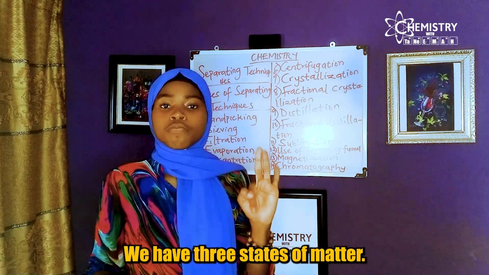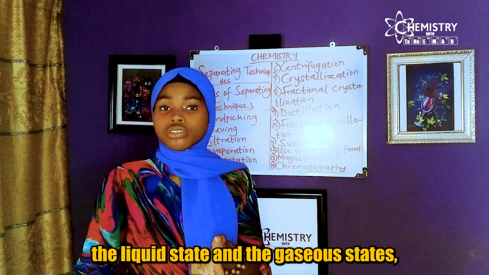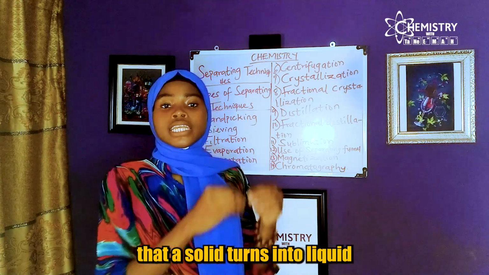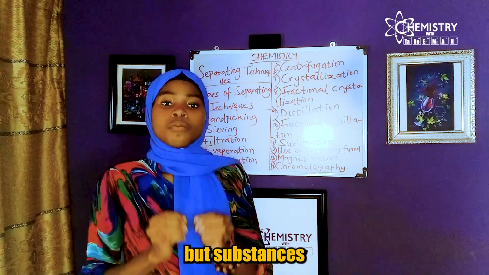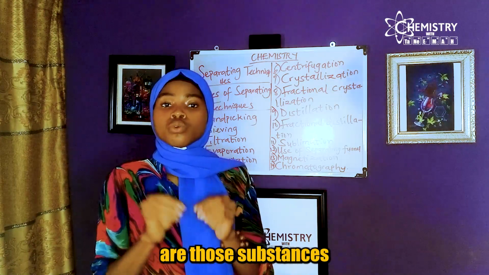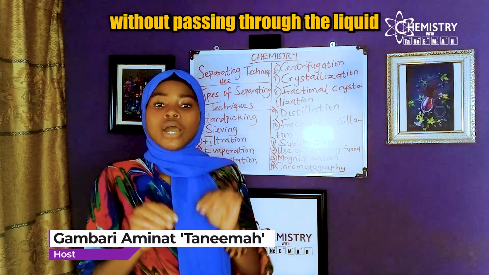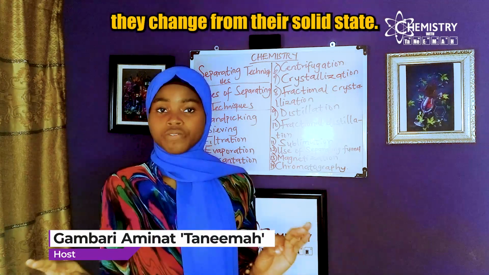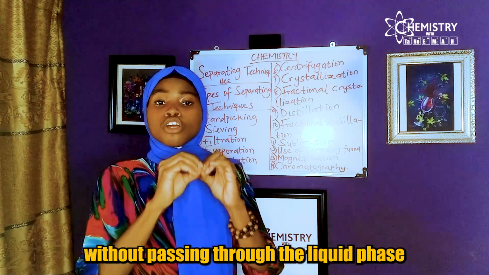We have three states of matter. Remember, we have the solid state, the liquid state, and the gaseous state. And it is expected that a solid turns into liquid before it turns into a gas. But substances that sublime are those substances that change from solid to gaseous phase without passing through the liquid phase. They change from their solid state to the gaseous state without passing through the liquid phase.